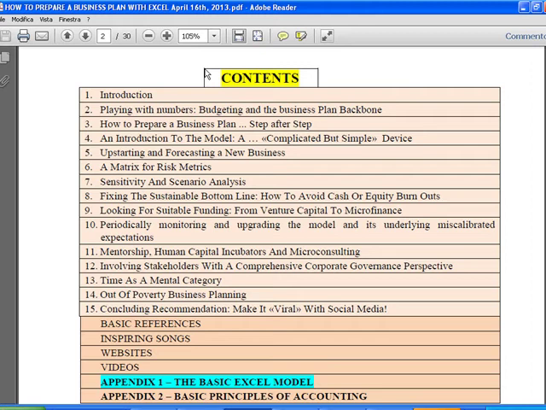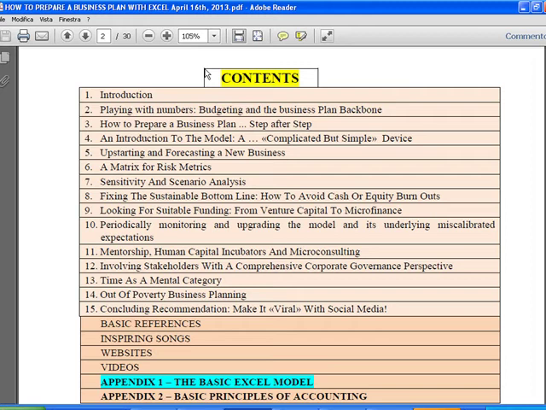Then we also have to fix the sustainable bottom line, how to avoid a cash burnout or an equity burnout, how to avoid game over. We can also look for sustainable funding from venture capital to microfinance, and we have to periodically monitor and upgrade the model. We also have mentorship, suggestions, human capital incubators and micro consulting.